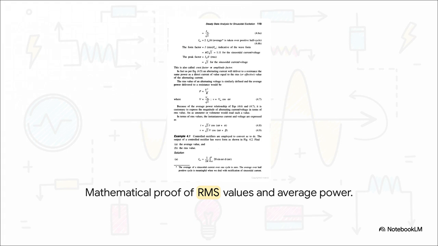It is literally just mathematically proving the concept we just talked about. It's proving that an alternating current delivers the exact same power as a direct current equal to its RMS value. It's just a handy tool for translating a constantly breathing wave into a solid, usable number.